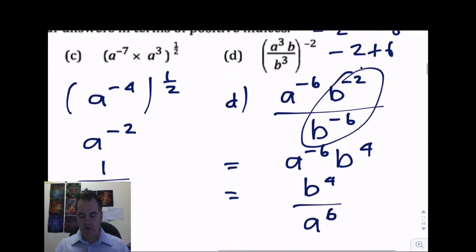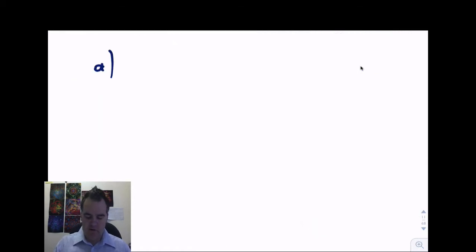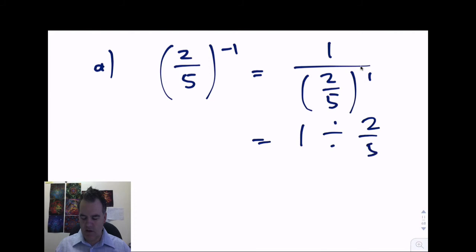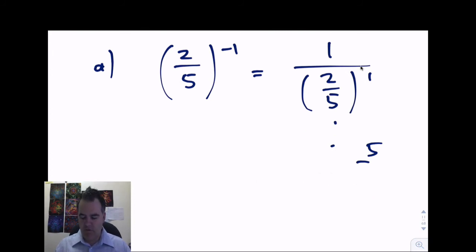Now here's another way of doing it. If you've got a fraction, let's say 2 over 5, and we say to the power of -1, one way that we can think of that is that's 1 over 2/5 to the +1. Now 1 divided by 2/5 is the same as 1 times 5 over 2. When we're dividing, we multiply by the reciprocal. So this is just going to be 5 over 2.